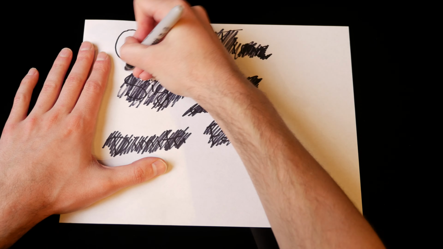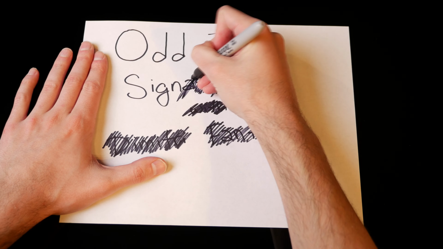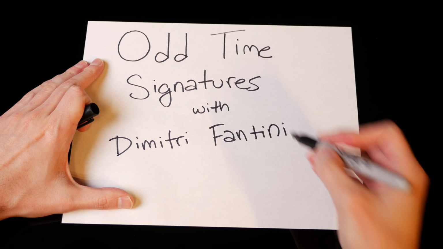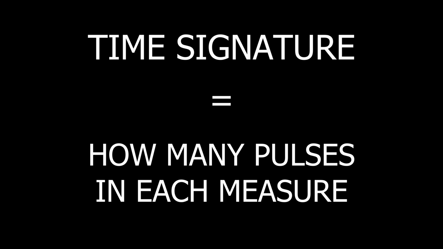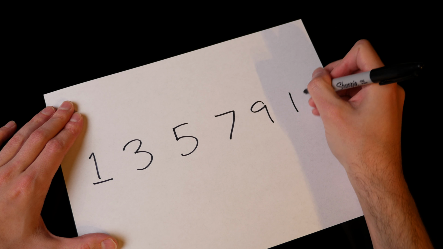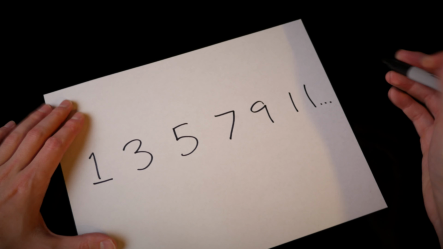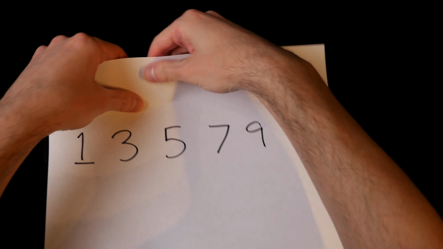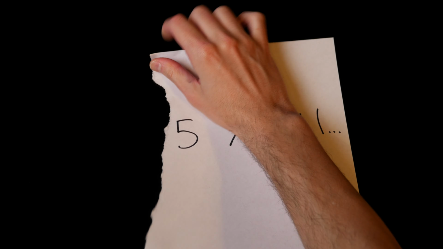And now, welcome to a new segment I'd like to call Odd Time Signatures with Dimitri Fantini. Now at this point, your first question might be, what is an odd time signature? The time signature of a piece of music tells us how many pulses are in each measure. An odd time signature simply means that the number of pulses within each measure is an odd number. So you could have 1, 3, 5, 7, 9, 11 pulses, but 1 pulse per measure comes up so rarely, and 3 pulses per measure is so common that we're not going to take a look at that today.